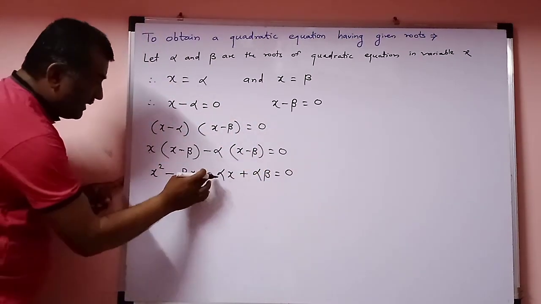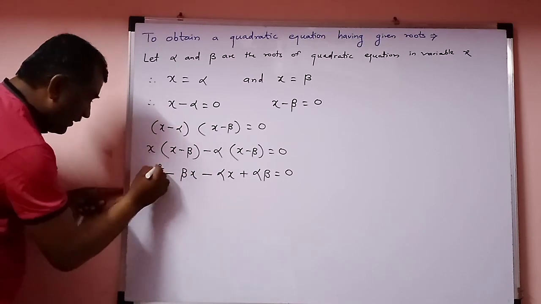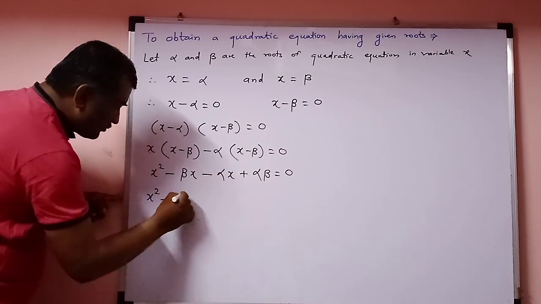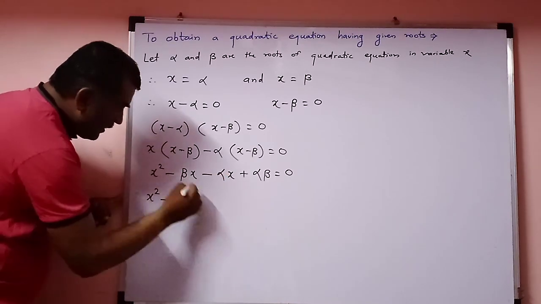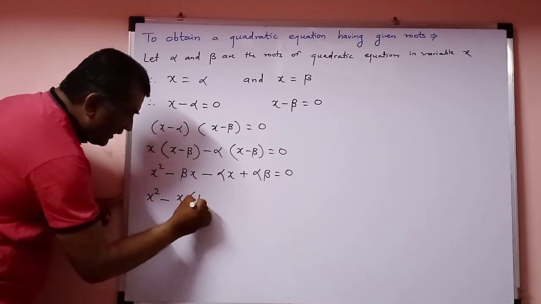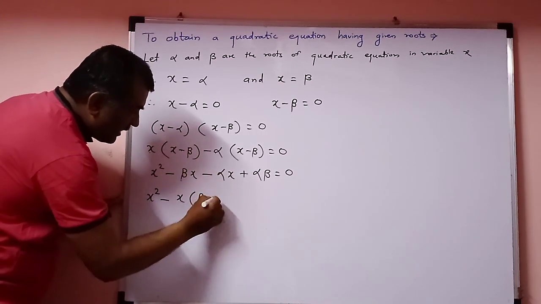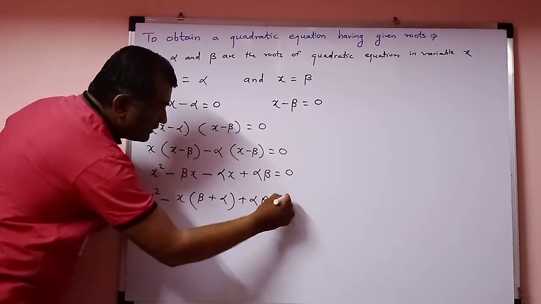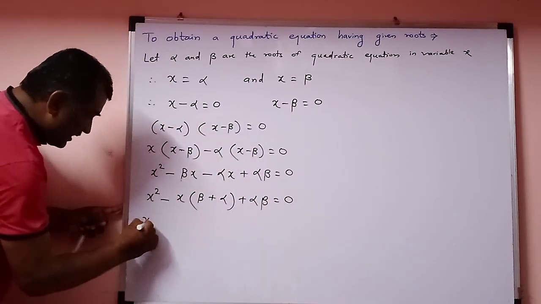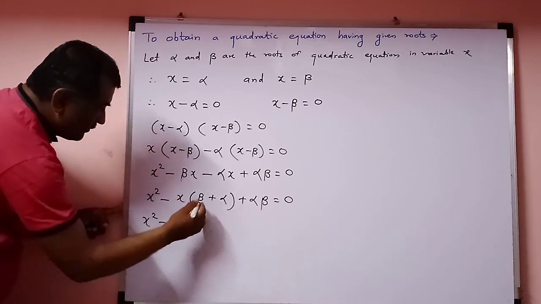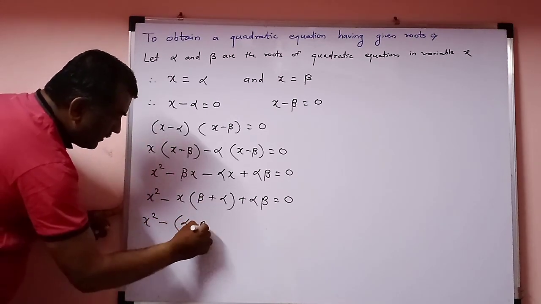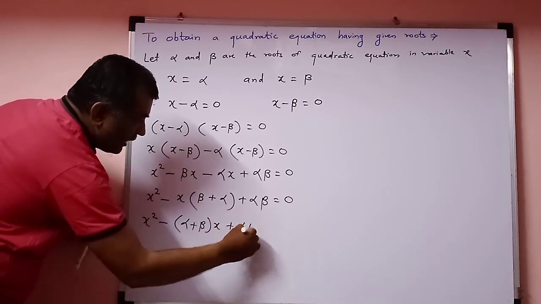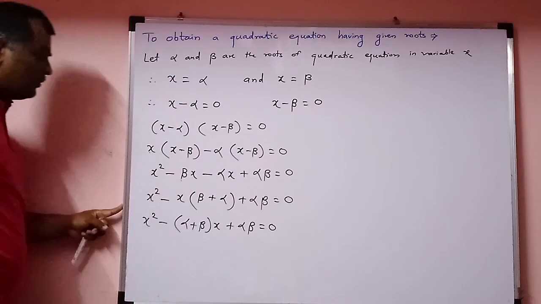आता या ठिकाणी minus x आपण काय करूया, कॉमन काढूया. x square, माइनस x कॉमन निघाल्यानंतर काय राहिला पहा, माइनस x गेला राहिला बीटा, माइनस x गेला राहिला अल्फा, प्लस अल्फा बीटा इज इक्वल टू 0. मीन्स x square minus into bracket alpha plus beta x plus alpha beta is equal to 0.